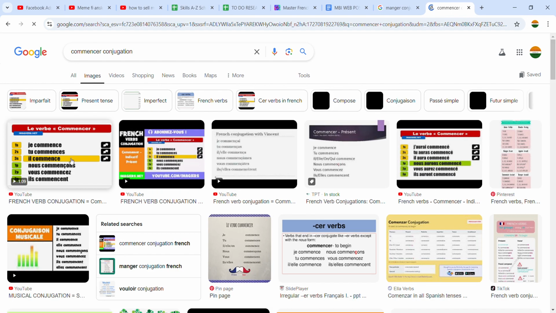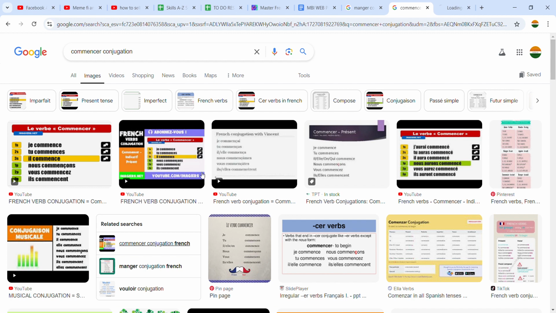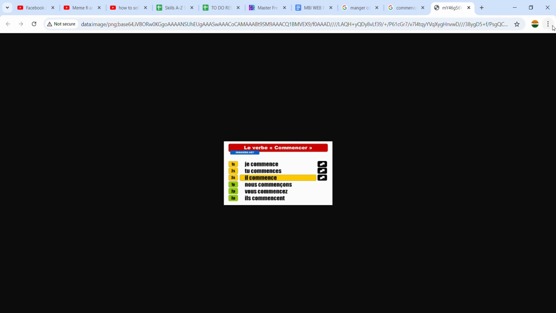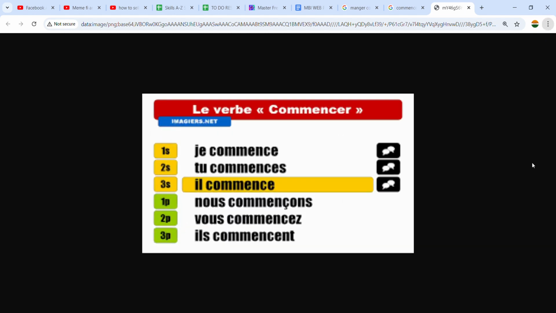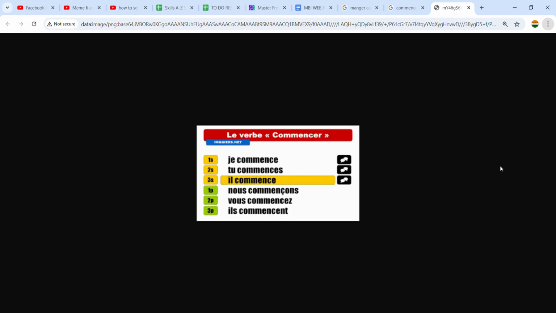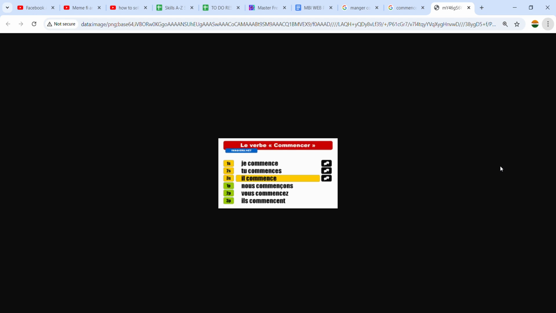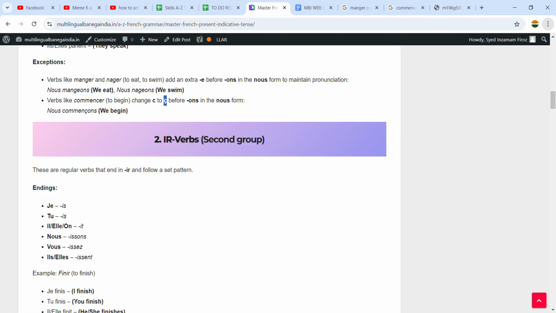Now, you see here. So again, you can see here, je commence, tu commences, elle commence, nous commençons. You can see here with all C remain same, but here C cedilla. Nous commençons, vous commencez, elle commence. So this is the first group of verb. Now we are going for second group of verb.